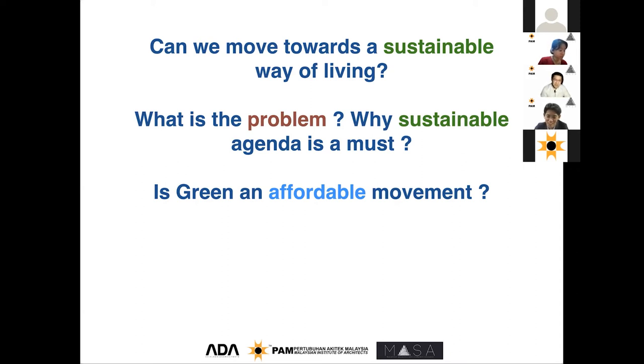The third question is, is green an affordable movement, or is green something very expensive? A lot of people think a green building is more expensive than a normal building. The hybrid car or electric car is more expensive than a petrol car. It means that if you put a green label on it, it makes things more expensive. So is green only a game for rich people? Normal people cannot afford it. So is green really an affordable movement? Okay, so I start with these three questions.